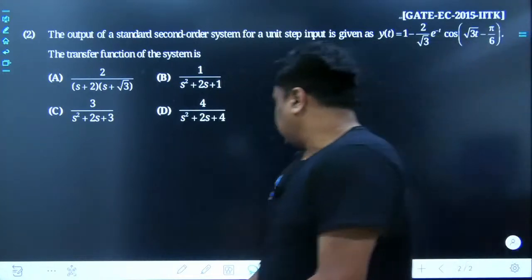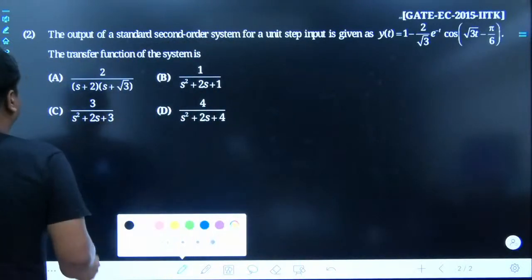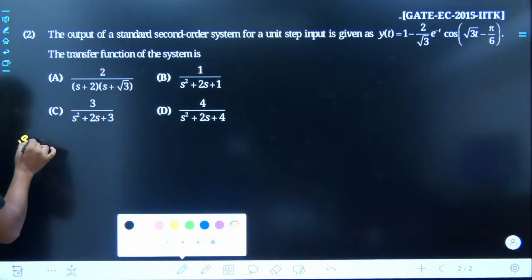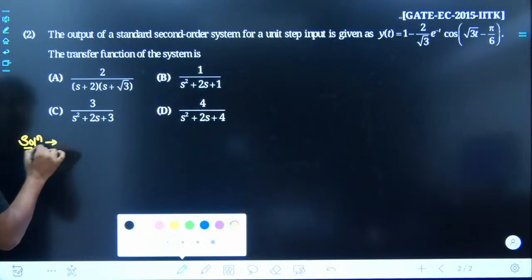Let me focus on the question, and we are going to use 2 different methodologies to smash this problem out. We are going to use the 2 different methodologies.